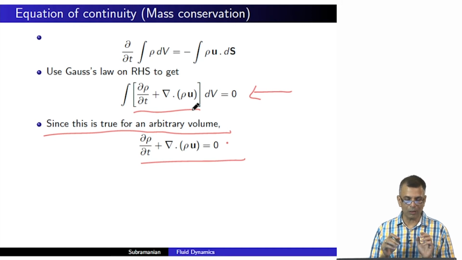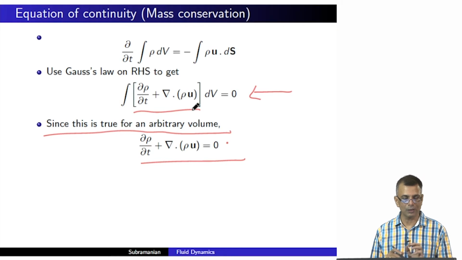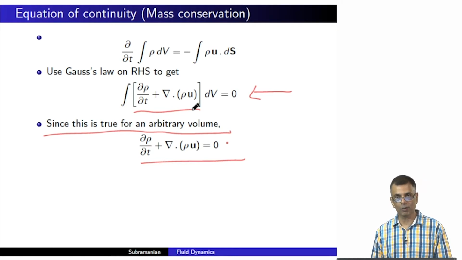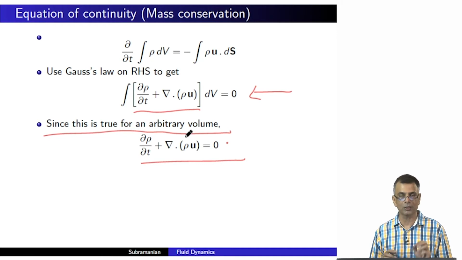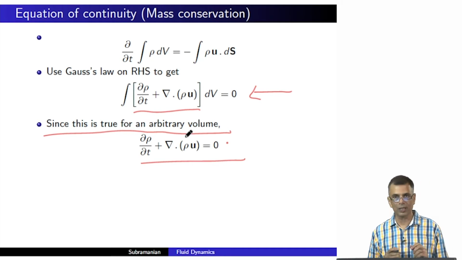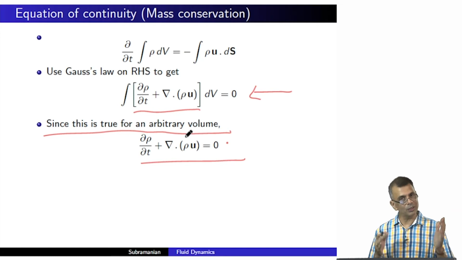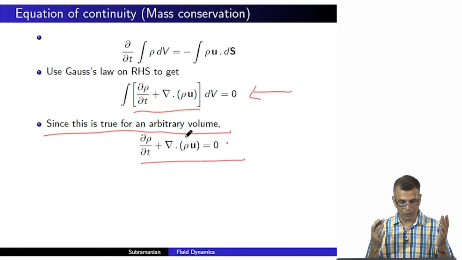This is the statement of mass conservation. This is the equation of continuity, and you might be familiar with this from electrodynamics as well. It's exactly the same. While doing electrodynamics, rho would represent charge density. Here we're talking mass density. So that's all. This is the equation of continuity.